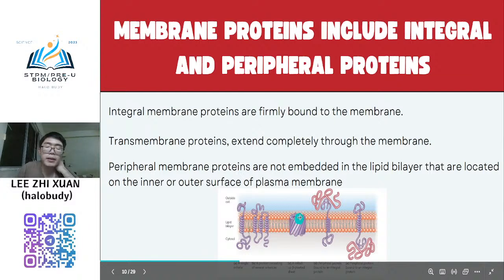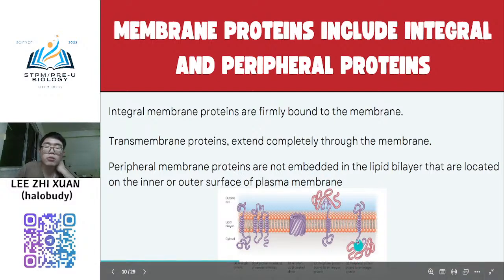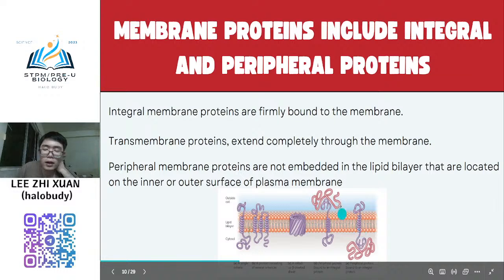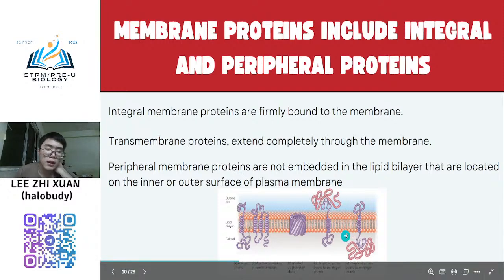Memang dia akan bound embedded into the phospholipid bilayer one. So these are all the purple color, all purple color ones are the integral protein. The red one is the peripheral protein, which is not embedded in the lipid bilayer. Normally they are located either on the inner surface or outer surface. So you see that this red color one is our peripheral protein. It is really located at the outer surface or inner surface.